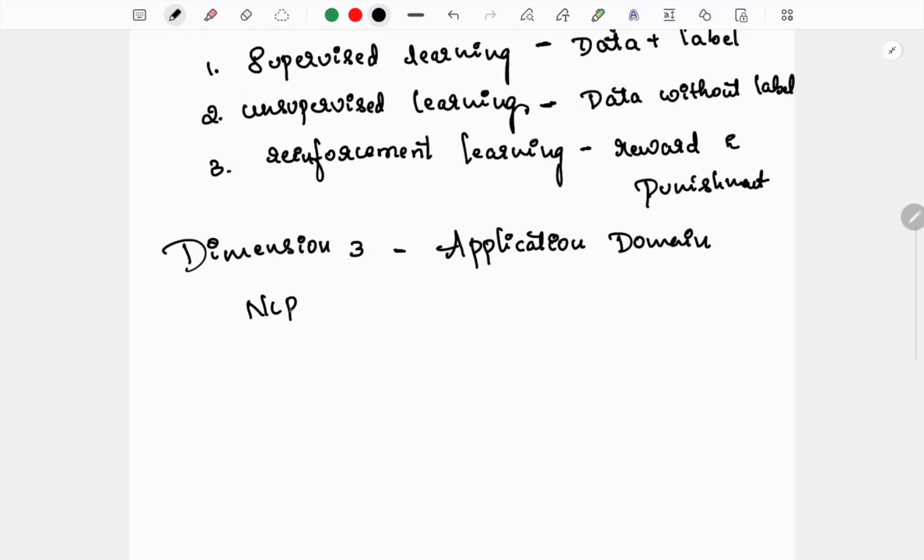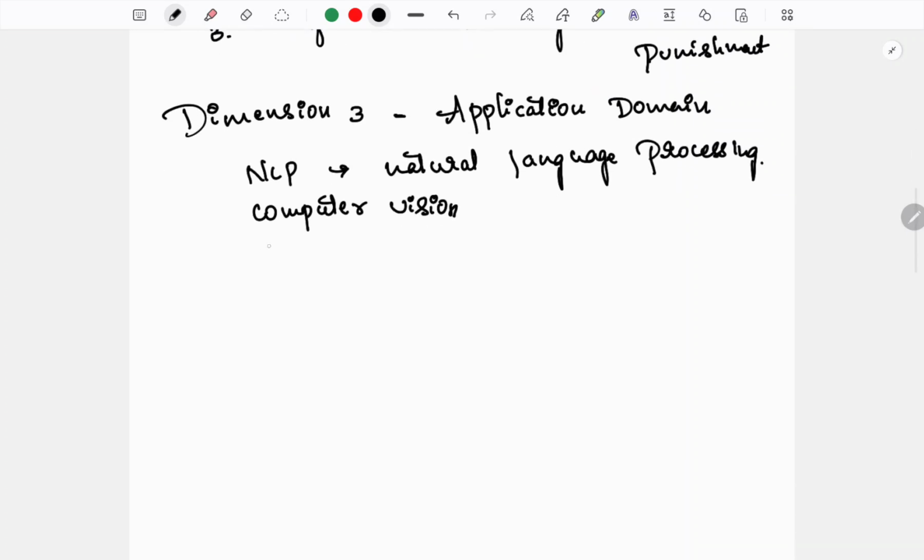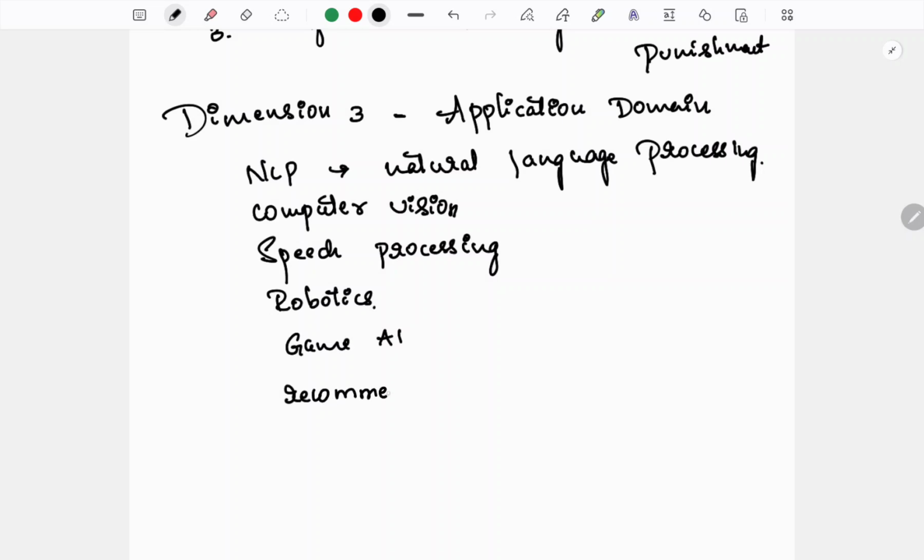So one is NLP, which is natural language processing. And computer vision is one domain, and we have speech processing, robotics. There are a lot of domains where we solve problems under AI using machine learning. Robotics, game AI, and recommendation systems. There can be even more domains available where we use machine learning to solve these problems.